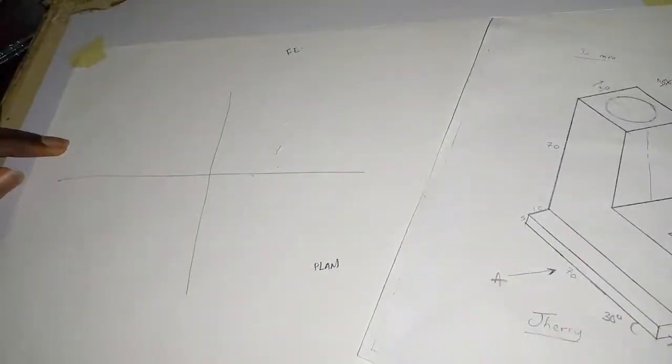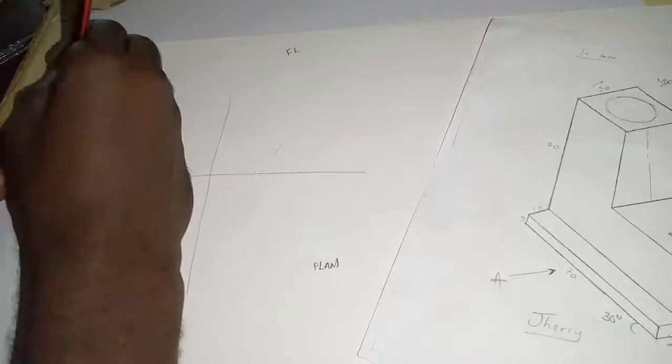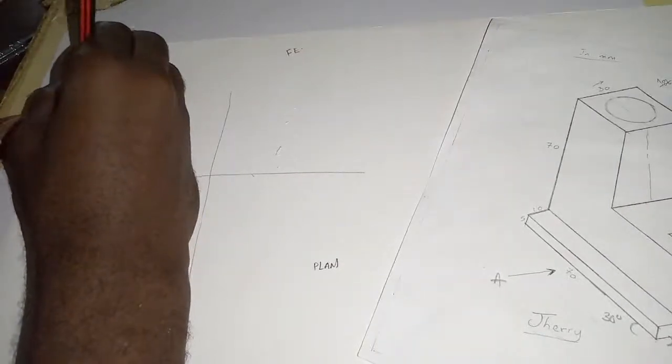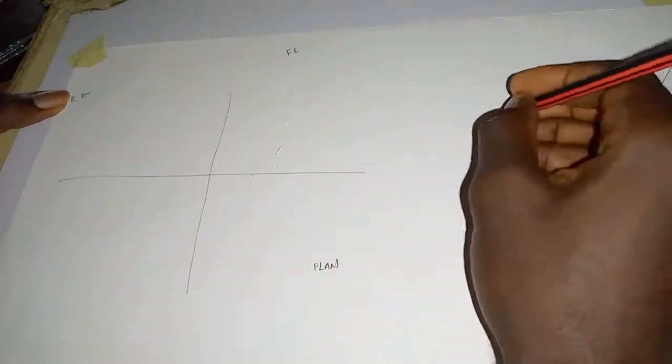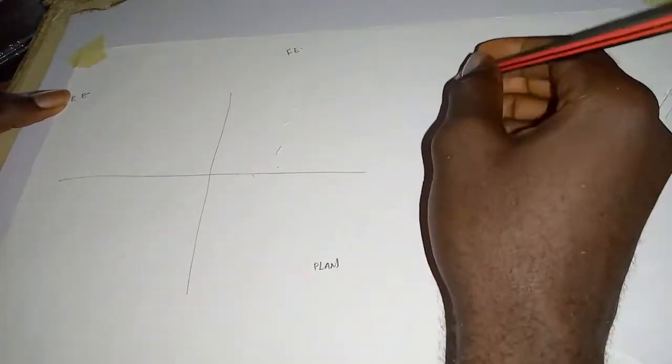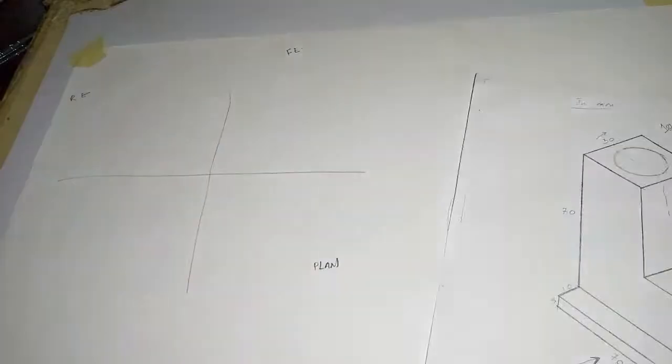Then our right end elevation will be here. So this is our right end elevation. Then our left end elevation will be somewhere around here. We'll do the second demarcation once it's time. So as usual, we'll start with getting the answer for the plan.